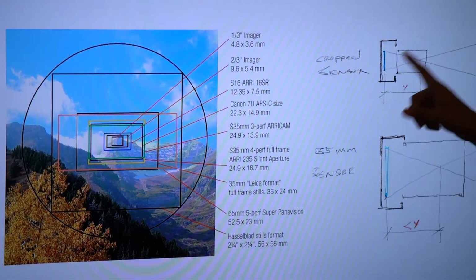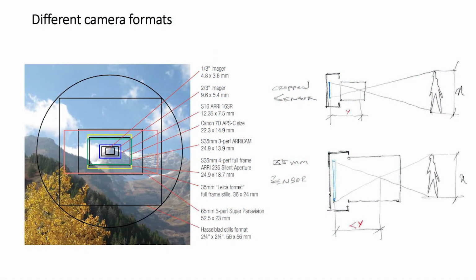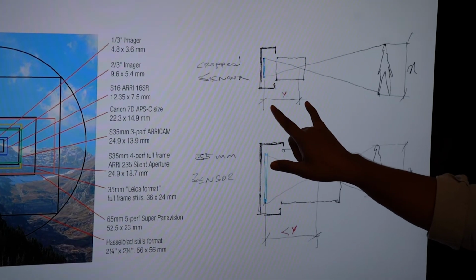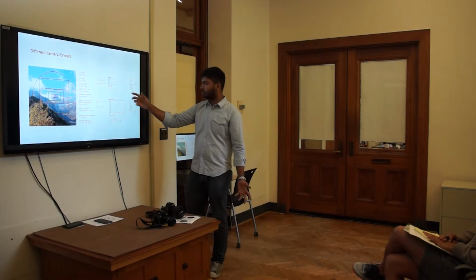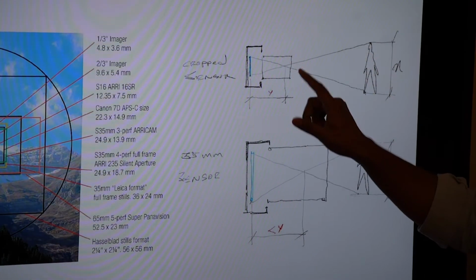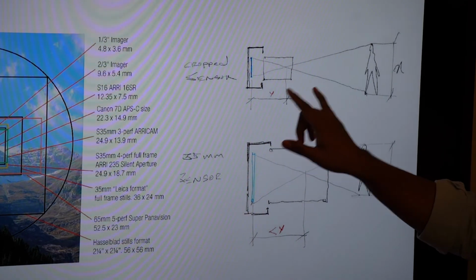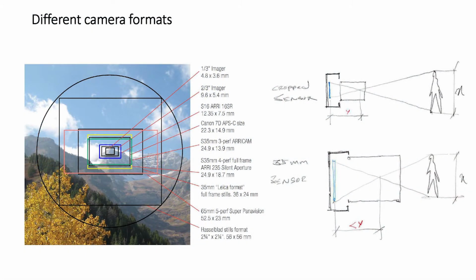Here you can see this is a crop sensor camera, this is a 35mm sensor camera, and this is the subject. The subject height is the same in both cameras, but you can see the lens in the crop sensor has a smaller focal length. What is focal length? Focal length is nothing but the distance between the sensor and the point of convergence inside the lens. So in crop sensor it is Y, but in full frame sensor it's going to be more than Y, because the sensor size is bigger.